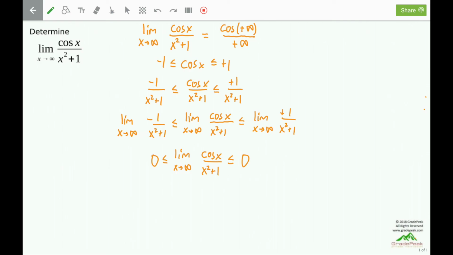We have the middle limit as being squeezed between 0 and 0, and therefore the middle limit as x approaches positive infinity of cosine of x divided by x squared plus 1 has to equal 0 due to the squeeze theorem, and we have determined the limit as given.